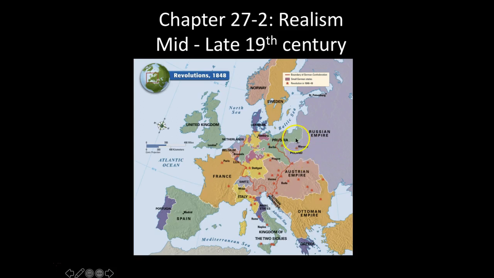So, for example, Poland is part of the Russian Empire. Germany still doesn't quite exist, although this area here will become Germany. Austrian Empire as it's going down into the Ottomans, and then Italy has not yet unified. So this map, with all these red dots on here, every single one of these areas had a revolution between the years 1848 and 1849, including two in France, one particularly in Paris.